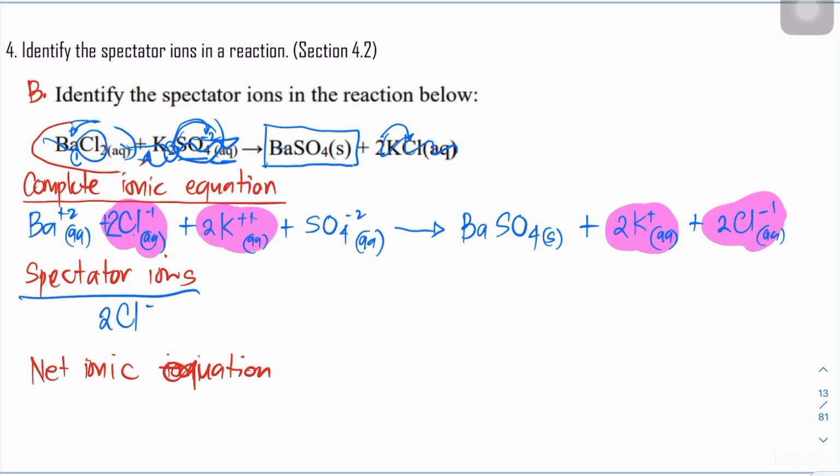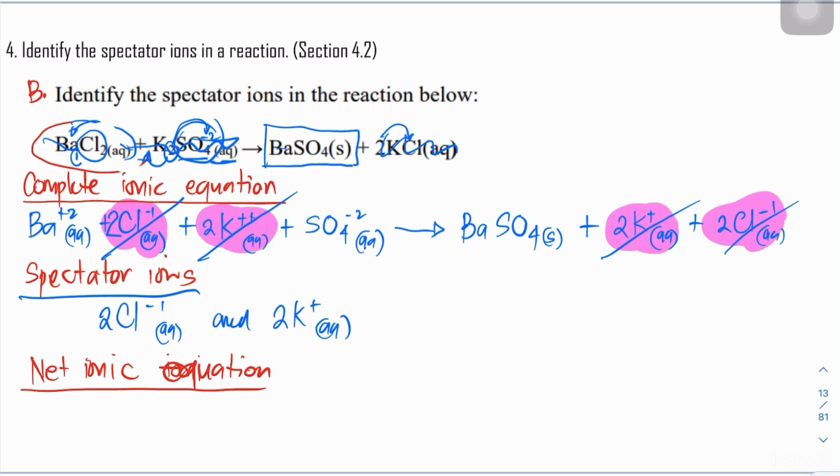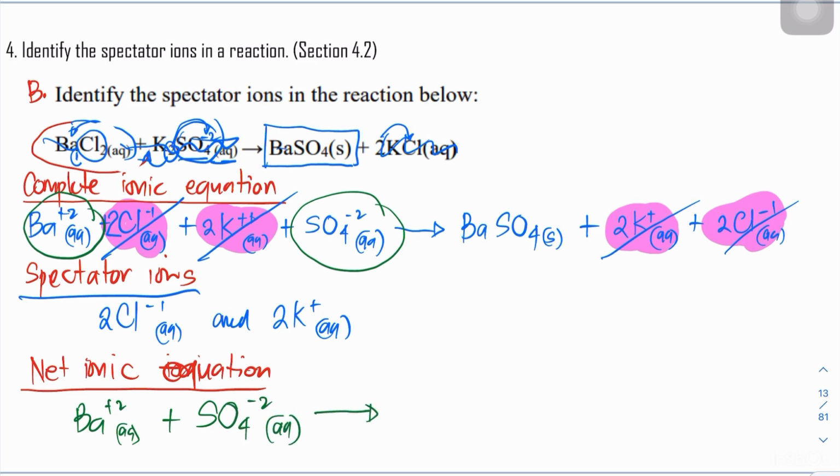That will be 2Cl minus, aqueous, don't forget, and the other one is 2K plus, aqueous. Those are the spectator ions. Cancel them both. And the remaining will be our net ionic equation. So what is our net ionic equation there? We have Ba plus 2 aqueous, and then the remaining one, plus SO4 minus 2 aqueous, produces BaSO4, and that is solid.